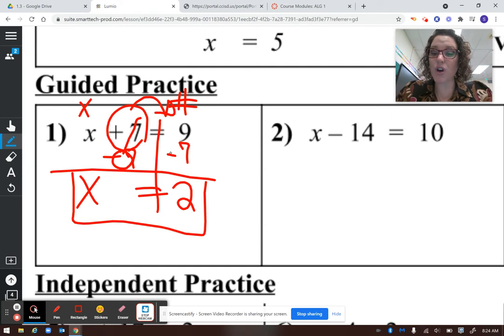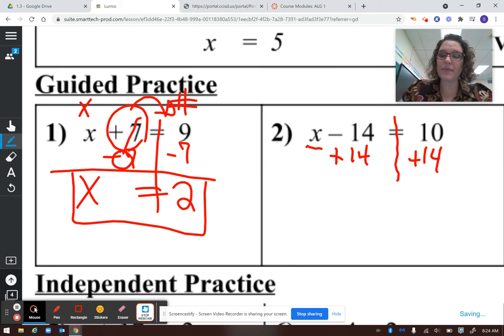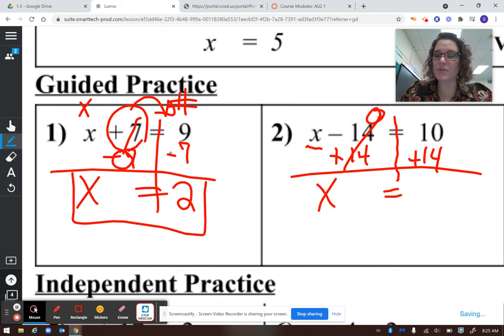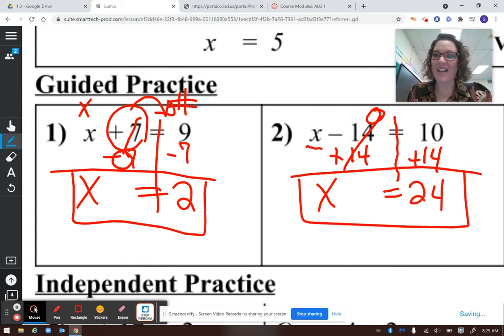Let's go and try number 2. If you draw a line down the middle, you can see the x is right here. So you need to get the 14 away by the opposite sign. Plus 14, plus 14. So 14 minus 14 is 0. Drop your x is equal to 10 plus 14, which is 24. So that's one step. There's only one step before the equation is solved.